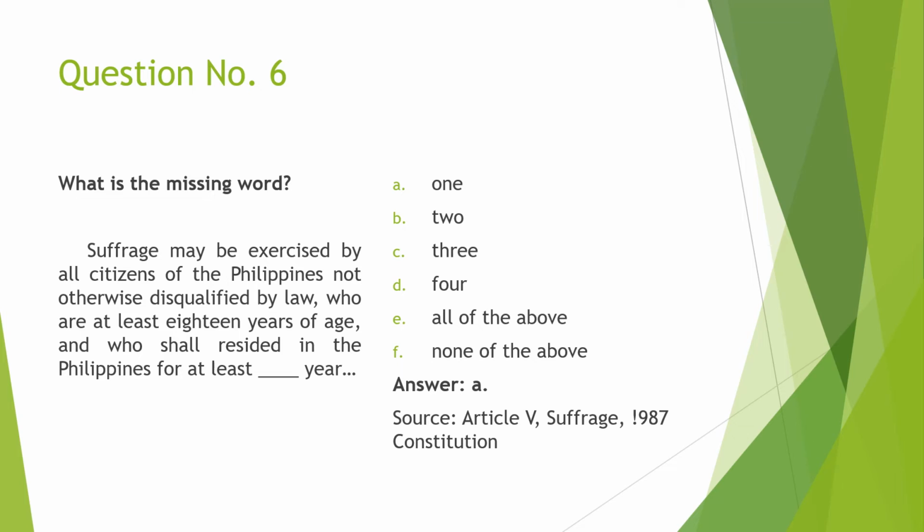Question number 6. What is the missing word? Suffrage may be exercised by all citizens of the Philippines not otherwise disqualified by law, who are at least 18 years of age and who shall have resided in the Philippines for at least blank year. The choices are letter A, 1, letter B, 2, letter C, 3, letter D, 4, letter E, all of the above, or letter F, none of the above.